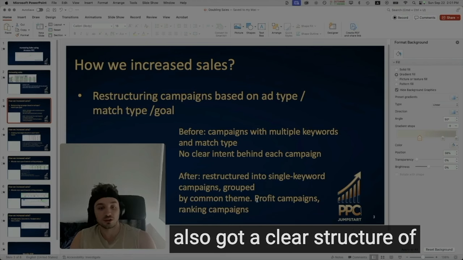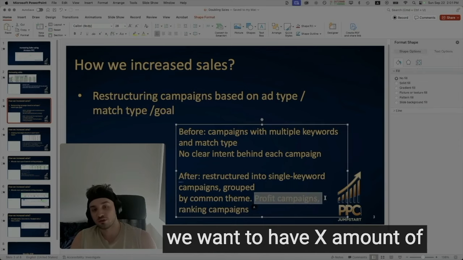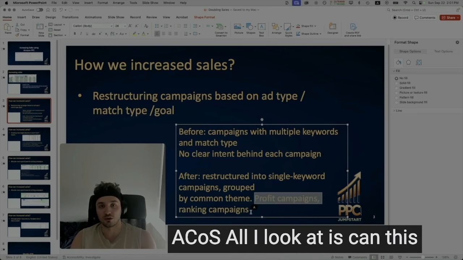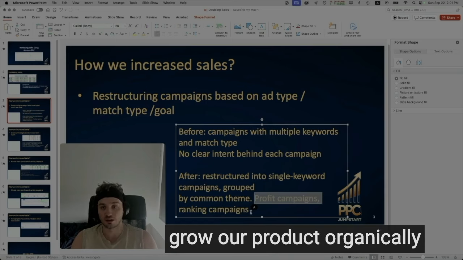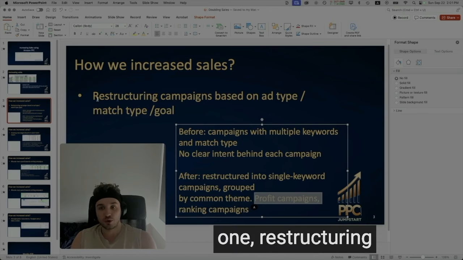And then I also set up a clear structure of profit campaigns and ranking campaigns. Obviously, for profit, we want to have X amount of ACOS. For ranking campaigns, I almost never look at ACOS. All I look at is, can this grow our product organically on the keywords we target? So again, point number one, restructuring campaigns.